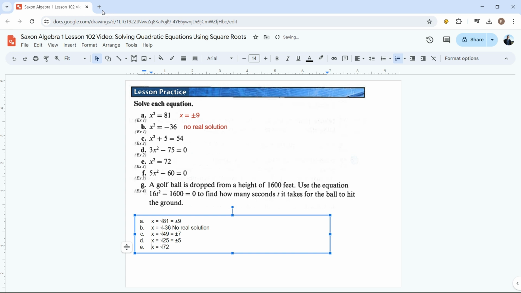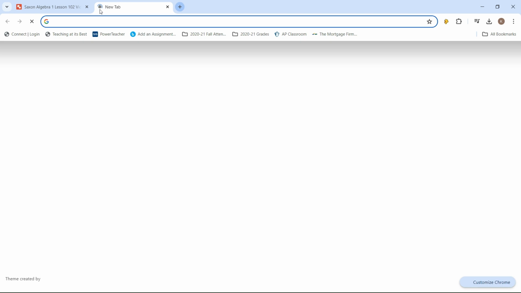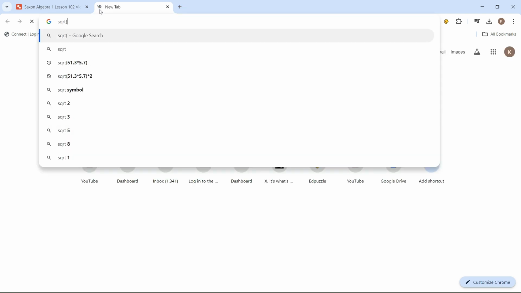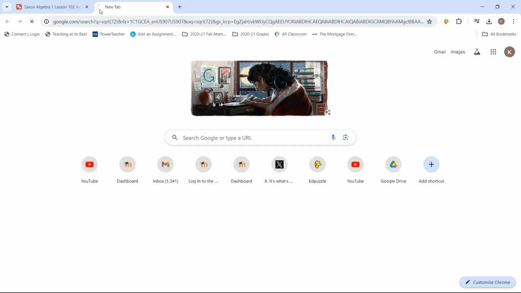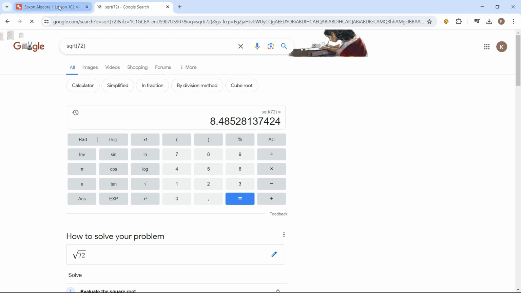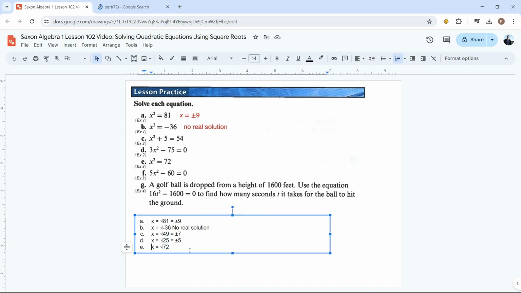All right, at this point, I just have to use a calculator. And I just need to type in the square root of 72. And that gives me 8.485. So x equals 8.485. But now, because I plugged it into a calculator, I can't just forget that it's actually plus or minus 8.485.